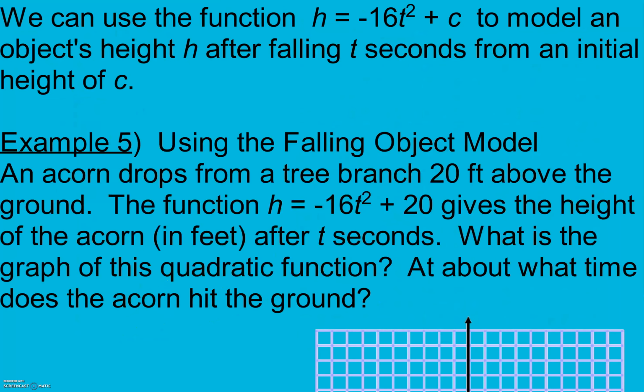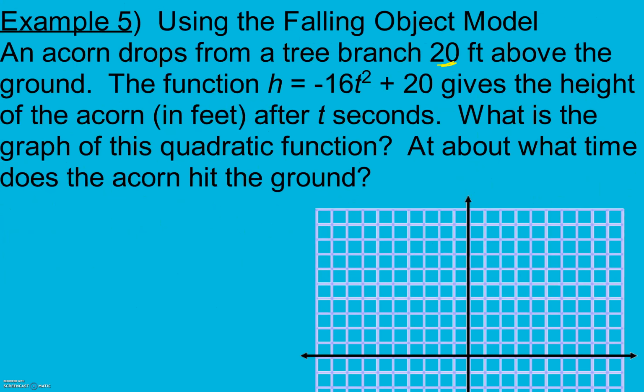We can use the function h equals -16 t squared plus c to model an object's height h after falling t seconds from an initial height of c. In example 5 here, we're going to use the following object model. An acorn drops from a tree branch 20 feet above the ground. The function h equals -16 t squared plus 20, here that 20 is because that's my initial height, gives the height of the acorn in feet after t seconds. What is the graph of this quadratic function? And at about what time does the acorn hit the ground?